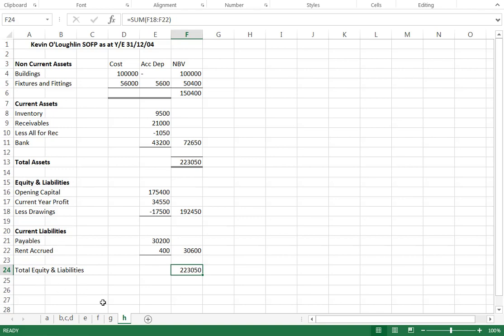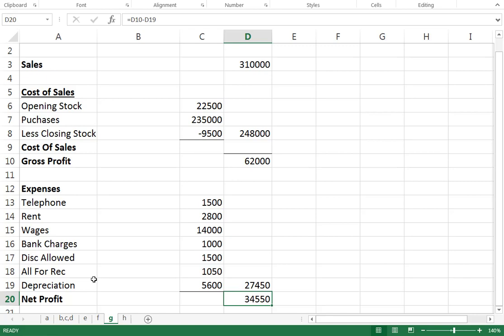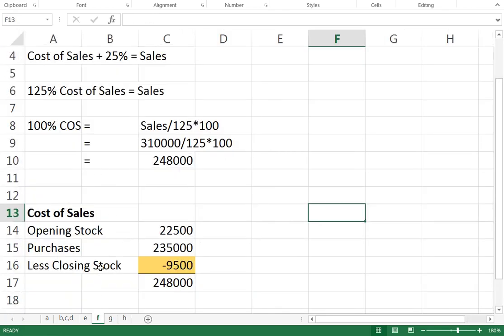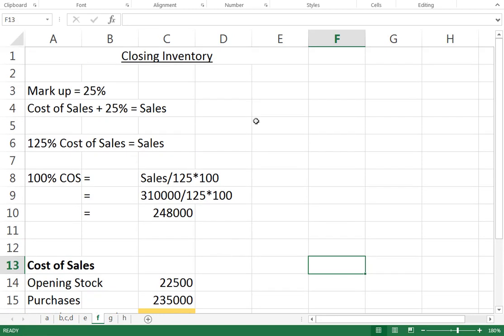And there may have been a number of ways that you were able to get yourself to this closing stock figure. Whatever you're comfortable with you can use, but as I've said to you before, if I'm talking about markup, I would always make cost of sales 100%, and if I'm talking about margin, I would always make sales 100%.